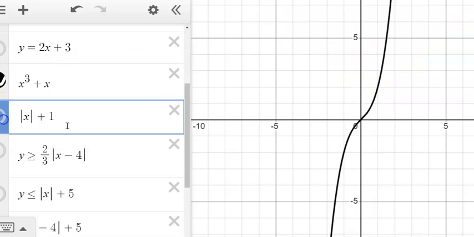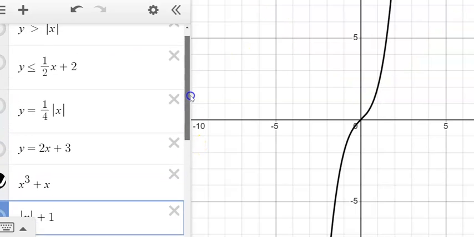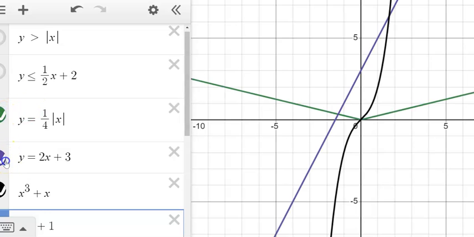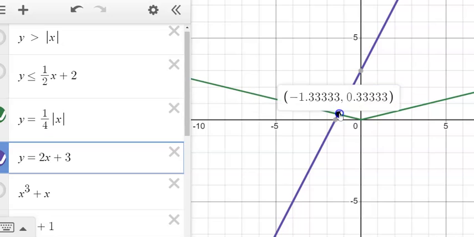I already have this ready to put in. Yep, bam. If you didn't know, these little dots on the side, I'm turning things on and off, so I have a lot of stuff pre-programmed in. Wherever they're equal to each other is wherever they cross at. And that's where they cross at.